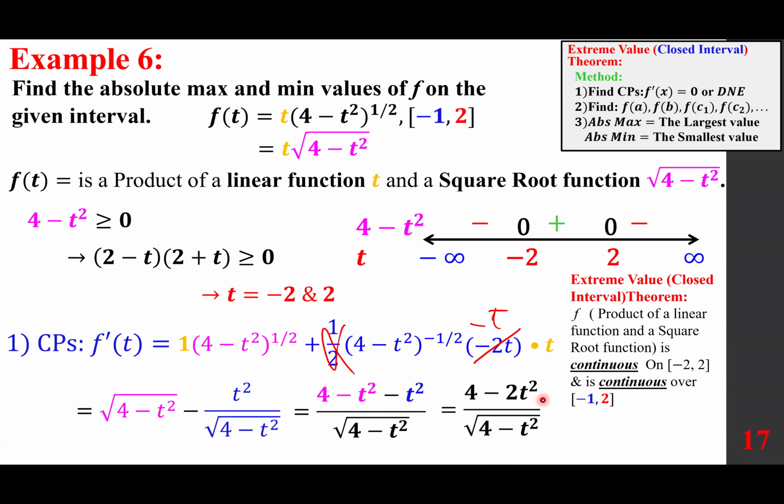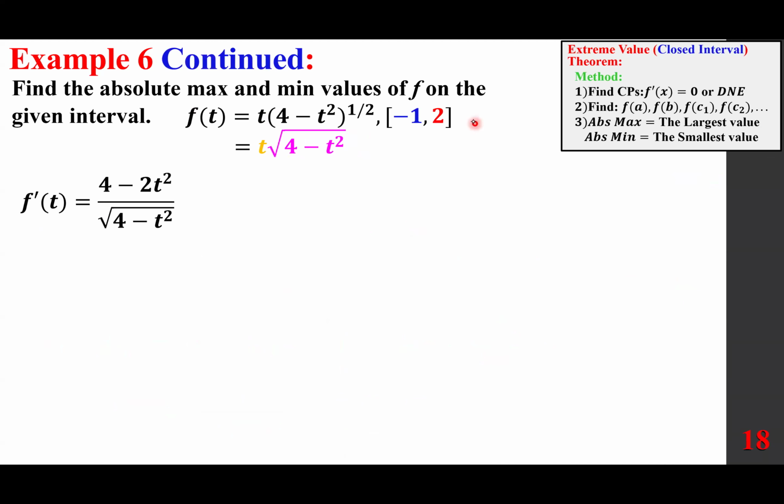So let's rewrite that. So here's the function. Here's the interval. Here's the format. Here's f prime that we found. So f prime equals 0. A fraction is 0 when the top is 0. You move this, that means 2t squared is 4.